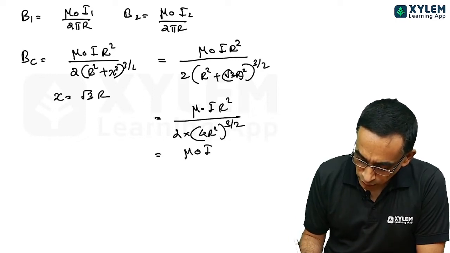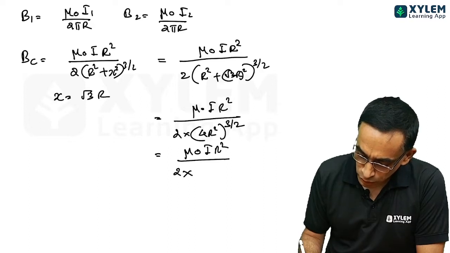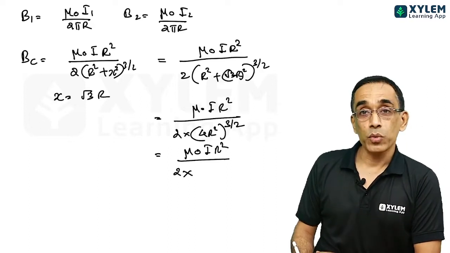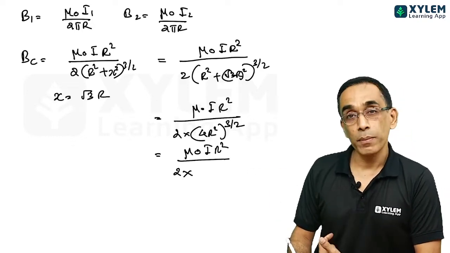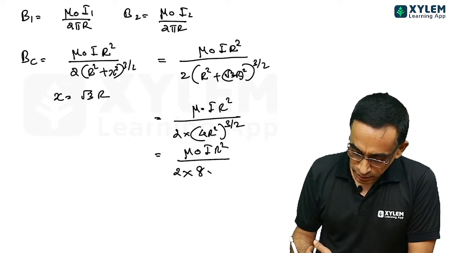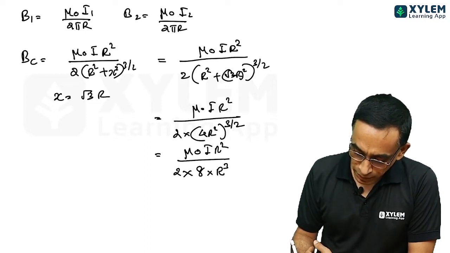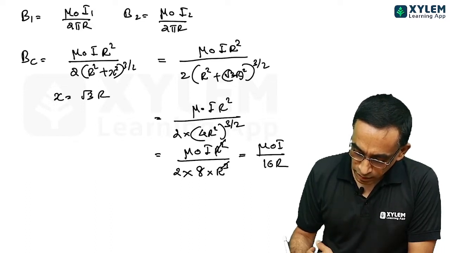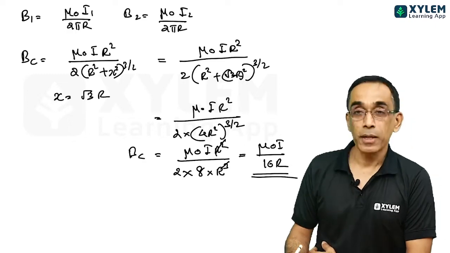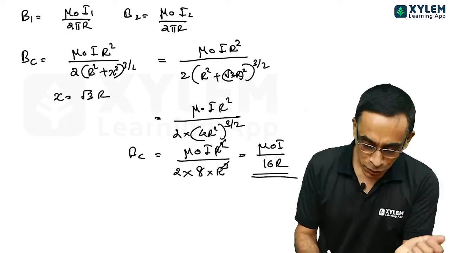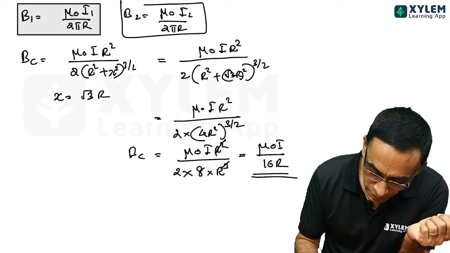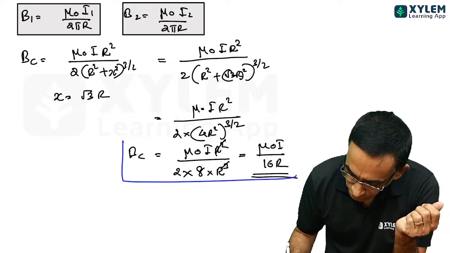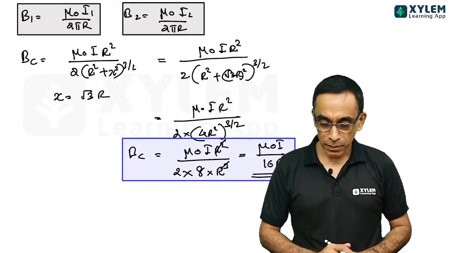This will give you mu 0 I R square divided by 2 into 4 raised to 3 by 2. Sorry, 4 to the power 3 by 2 is nothing but 8 r cube. R square cancels, and this will give you mu 0 I divided by 16r. So this is the field due to the coil. അപ്പോൾ 3 ഫീൽഡിന്റെ ഇക്വേഷൻ ആയി B1, B2 and B3. This is B1, B2 and this is the field due to the coil, mu 0 I by 16r.